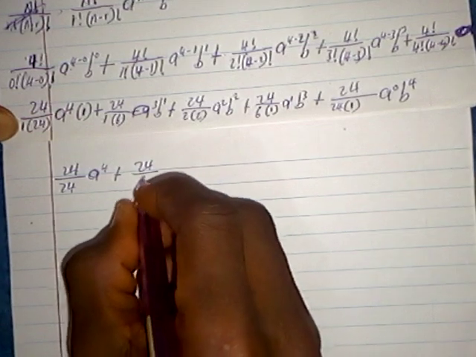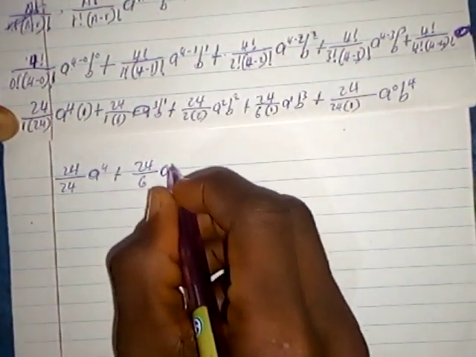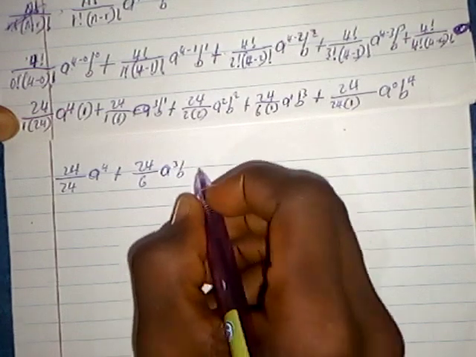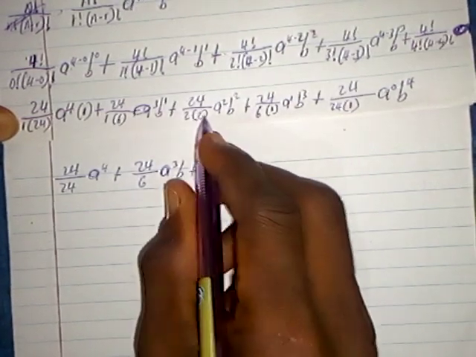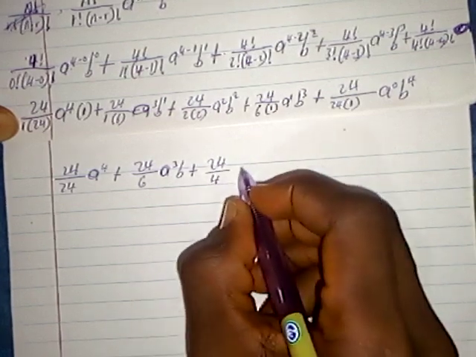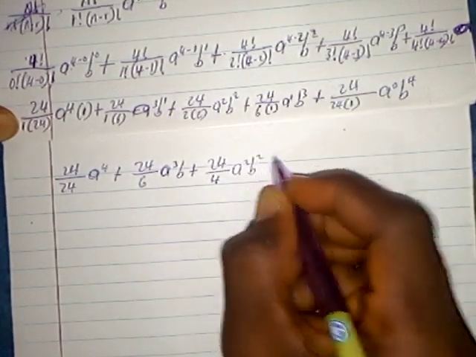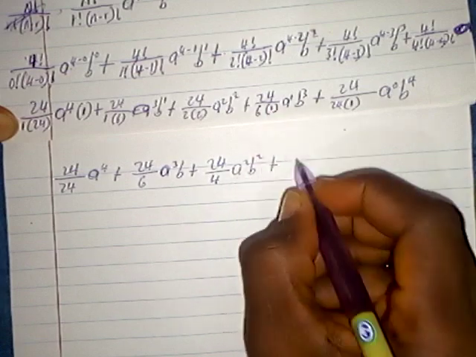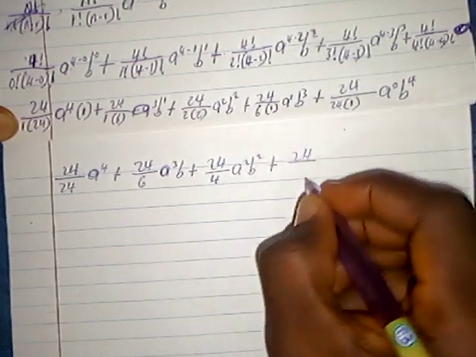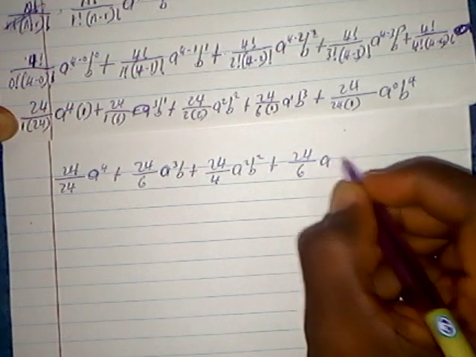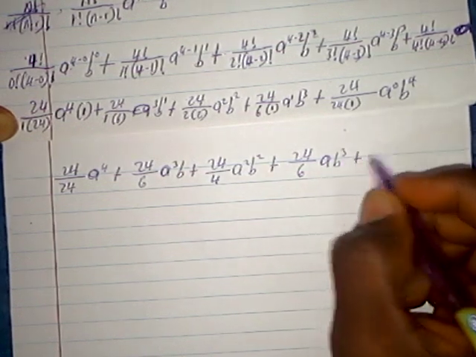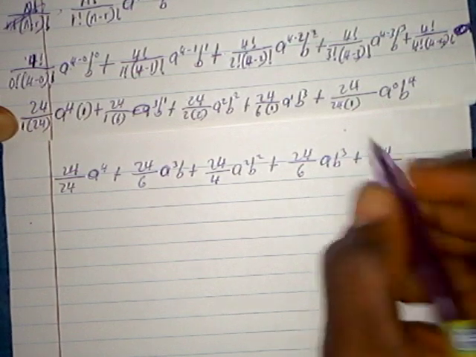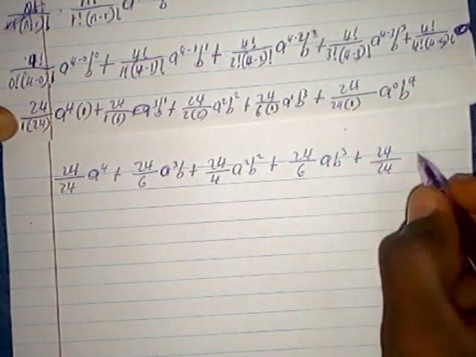here is A. Good. 1 times 6 is 6. A raised to the power 3, B raised to the power 1. It's just B. Plus 24 upon 2 times 2, which is 4, right? A raised to the power 2, B raised to the power 2. Plus 24 upon 6 times 1 is 6. A raised to the power 1 is just A. B raised to the power 3 is just B cubed, right? Plus 24 upon 24 times 1 is 24.